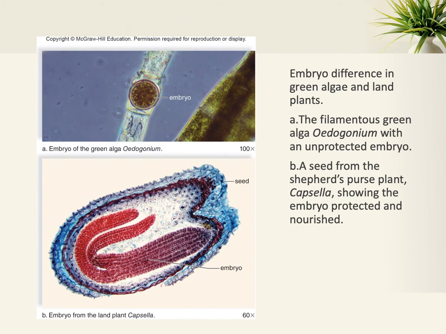So this shows you the green algae. The first one here is the embryo of the green algae Oedogonium. If you see the embryo here, it is unprotected. It doesn't have any capsule, and it is not enclosed in a seed. For this one here, the land plant Capsella, you can see that the embryo is inside the seed, so it is enclosed. The embryo is protected and also nourished.